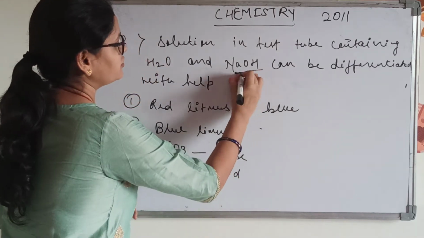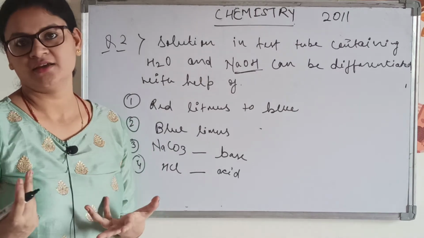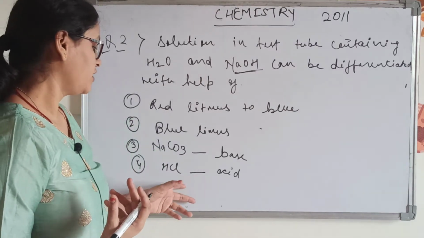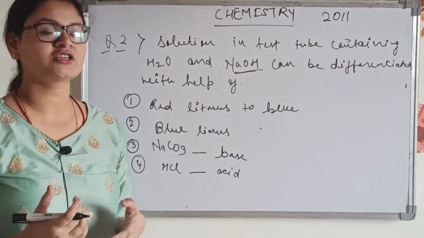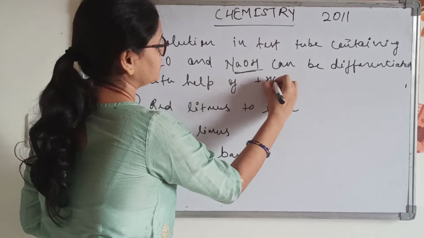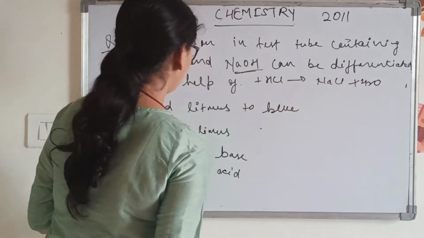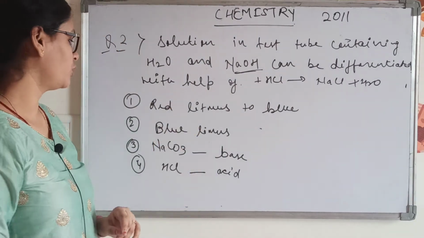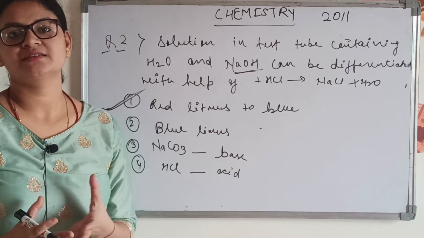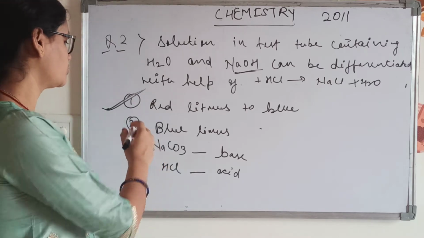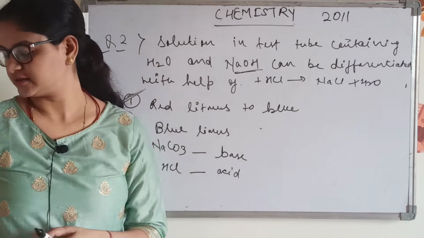Now NaOH is already a base. If I add a base, the basicity will increase. If I add HCl, there will be a neutralization reaction, and we will get salt and water, NaCl plus H2O. In all these cases, we have to check with the red litmus, which turns bases into blue color. Understood? So this will be our answer.